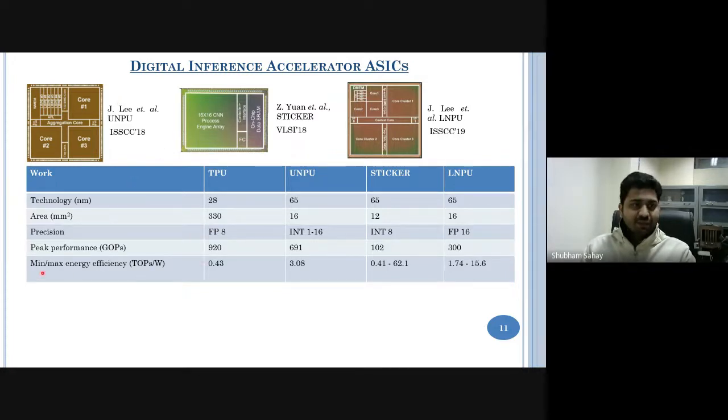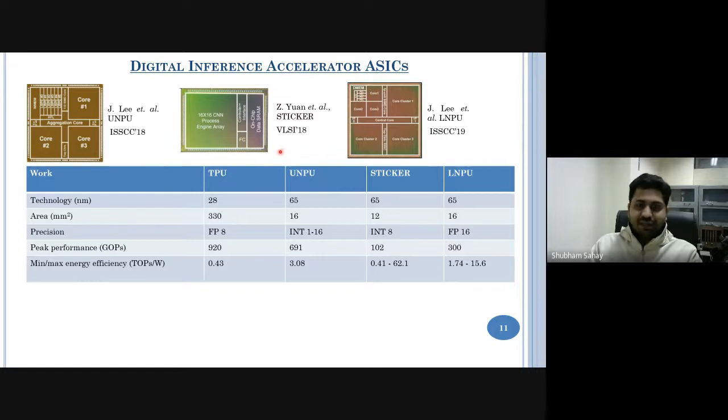And you can see that if you look at the energy efficiency, the TPU's energy efficiency is 0.43 teraops per watt. That means it can perform 0.43 times 10^12 operations for 1 watt of energy. Whereas these digital ASICs can perform really well in terms of energy efficiency. For instance, this one can go up to 62.1 times 10^12 operations, consuming only 1 watt. So energy efficiency increased. These digital ASICs used all sorts of tricks like dynamic voltage scaling, exploiting sparsity of the neural networks, and so on. But the only problem with these chips is they can only accelerate a particular neural network.